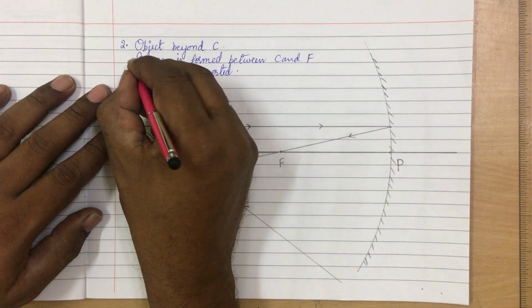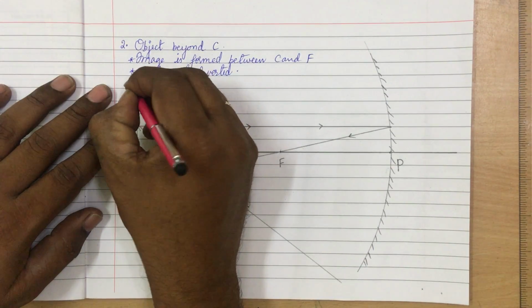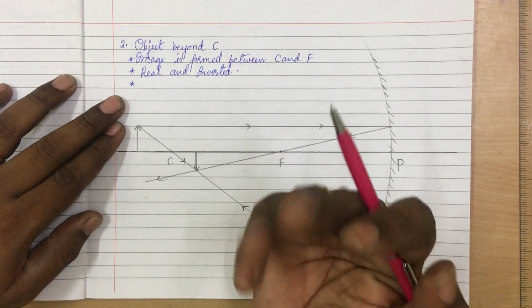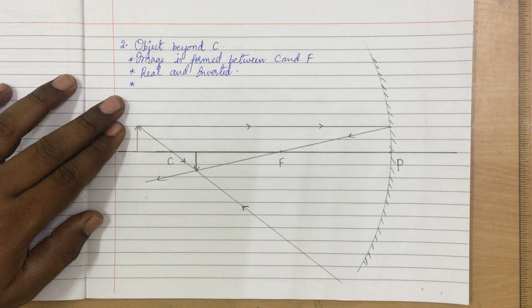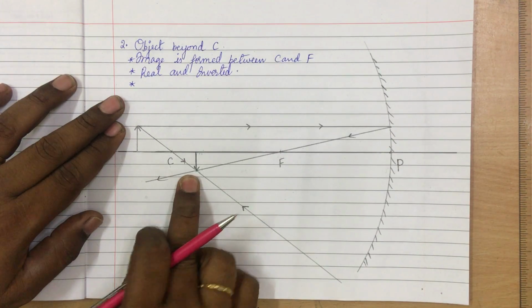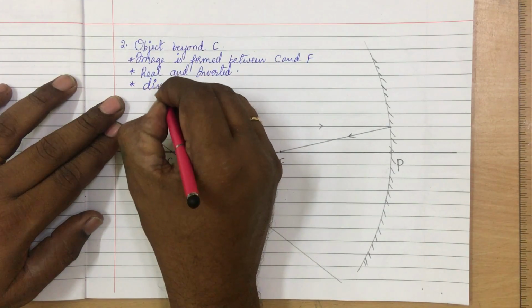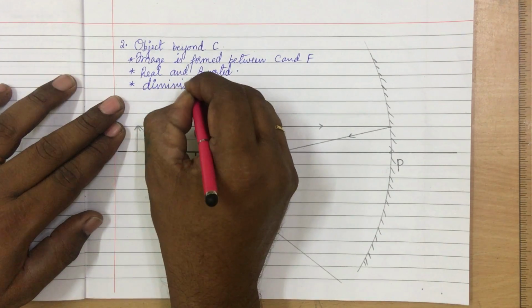Next, the third point we have to write about: first is position, second is nature, third one is size. What happened to the size of the image formed compared to the size of the object? It is smaller. But we should not write smaller. The word to be used is diminished.